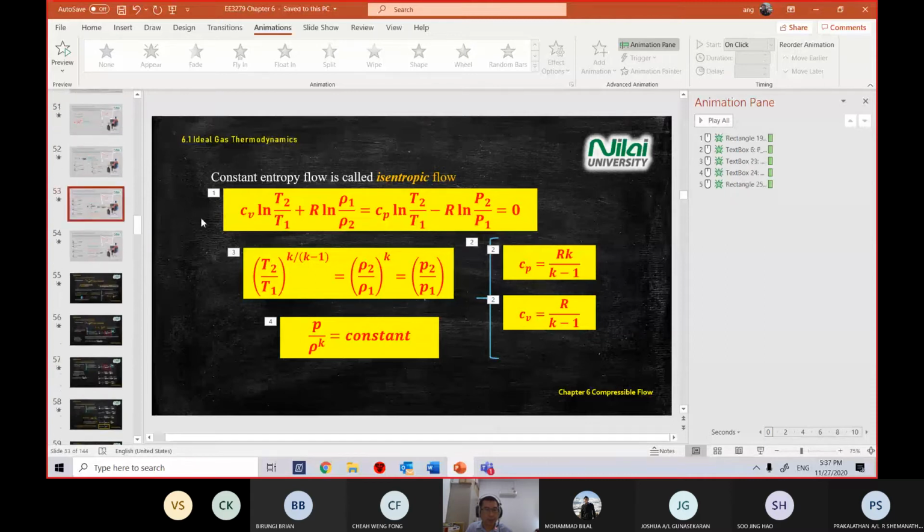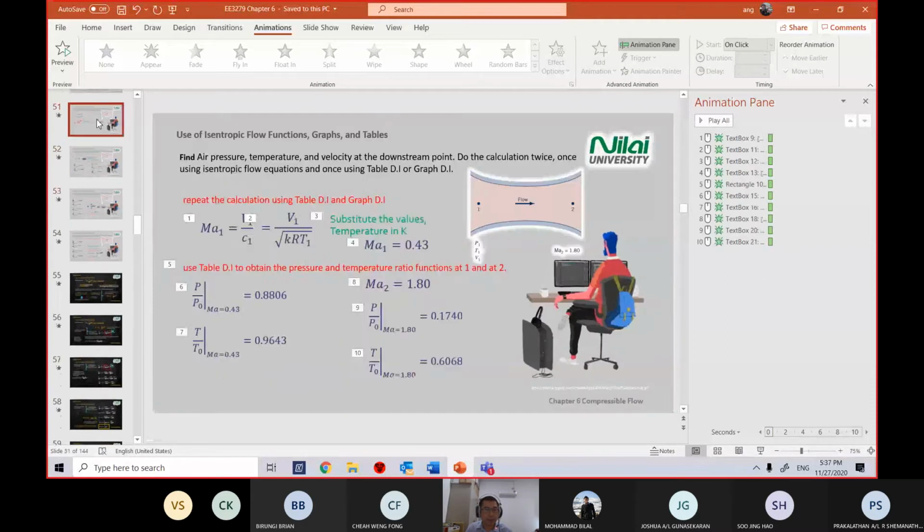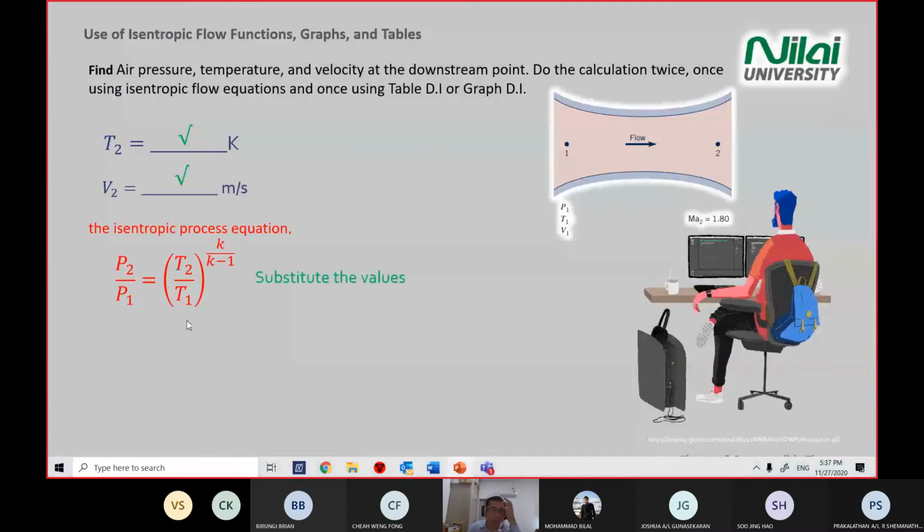Let me find the slide. Okay, so this equation you find in the isentropic slides: the pressure ratio, density ratio, and temperature ratio that I showed you just now. The three brothers, very good friends. You remember their relationship with the K. Since we have T2 and T1, substitute, you have the K value, you have the P1 value, you can find the P2.